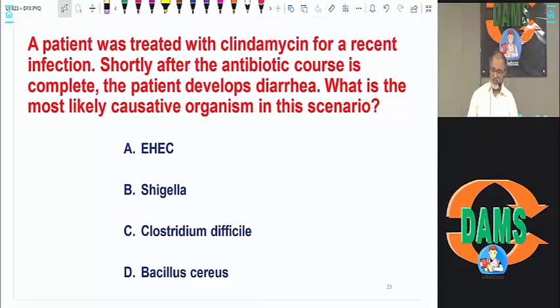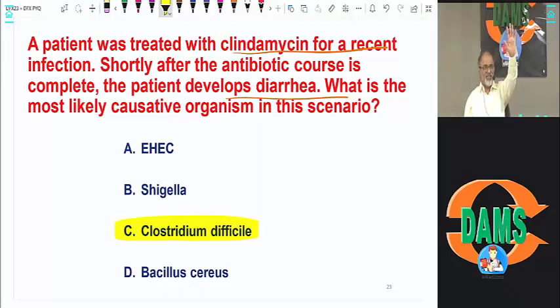Patient was treated with clindamycin. Shortly after antibiotic, they developed diarrhea. Antibiotic associated pseudomembranous enterocolitis. What organism? Clostridium difficile. Old name Clostridium difficile. That's all. After reading the question itself, you get the answer. Clindamycin, diarrhea. Mind immediately goes to Clostridium difficile.